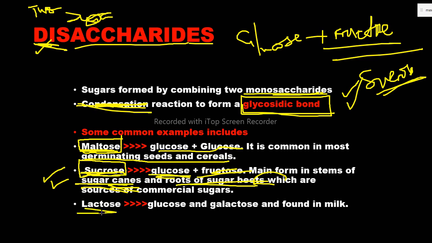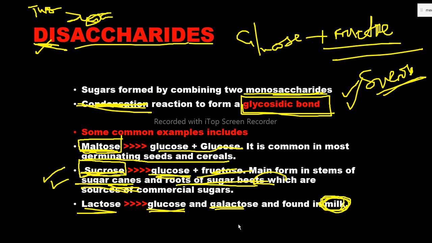Then finally we have lactose, and lactose is made up of glucose and galactose. This is the milk sugar. It is found in milk.